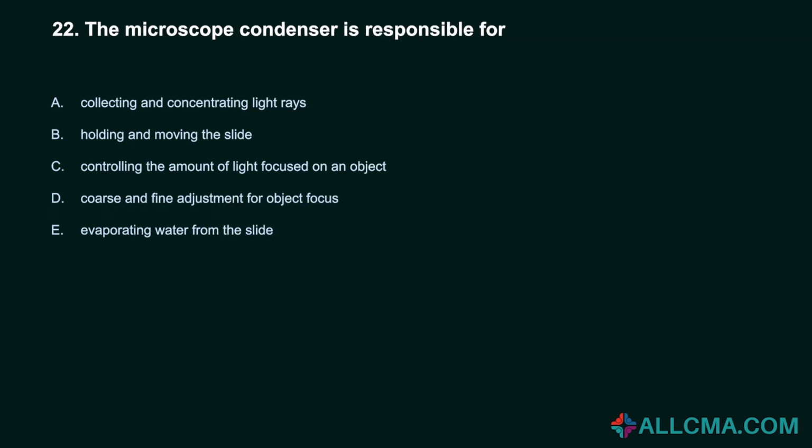22. The microscope condenser is responsible for A. Collecting and concentrating light rays. B. Holding and moving the slide. C. Controlling the amount of light focused on an object. D. Coarse and fine adjustment for object focus. E. Evaporating water from the slide. Correct answer, A. Collecting and concentrating light rays.